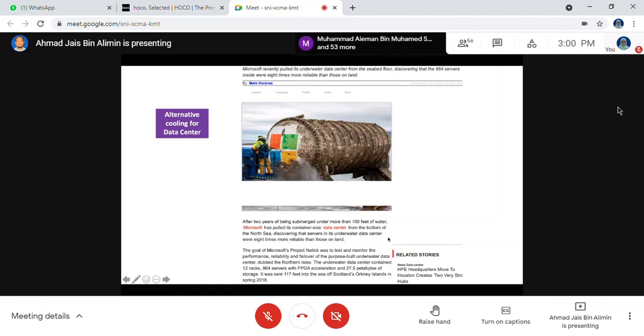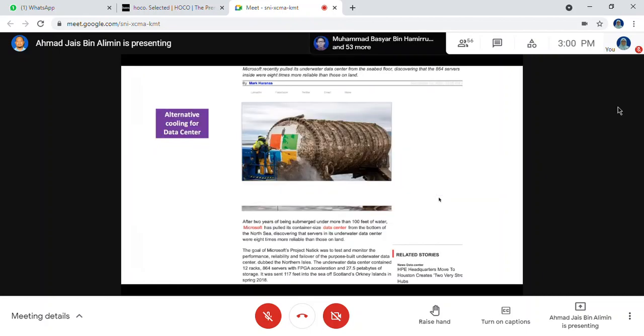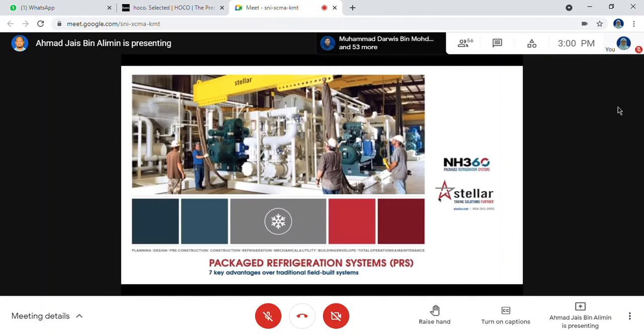So they completed the test last year. They discovered the cooling temperature at the bottom of the sea is good enough to ensure the data center operation and to maintain the data integrity and so on. So this is another way. So there are two concepts here. You cool down the data center using the refrigeration system, or you use the cooling concept and use natural means to obtain the cooling for your applications. Okay.